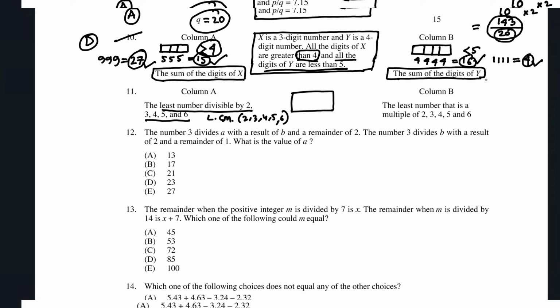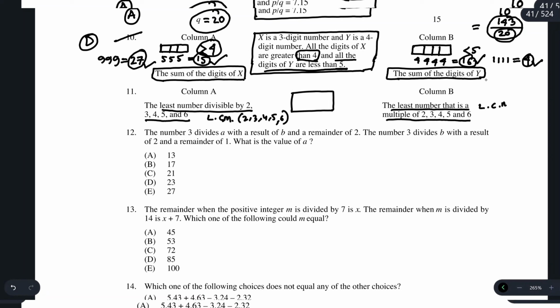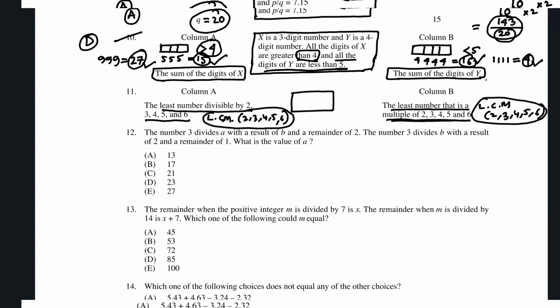And for column B, we have the least number that is a multiple of 2, 3, 4, 5, 6, which is also the least common multiple of 2, 3, 4, 5, 6, because the least common multiple is the least number that is a multiple of 2, 3, 4, 5, 6. So columns A and B are both referring to the same number in a different way. There is only one case actually. Column A and column B refer to the same value, the least common multiple, so they should be equal. So for question 11, the answer should be C.